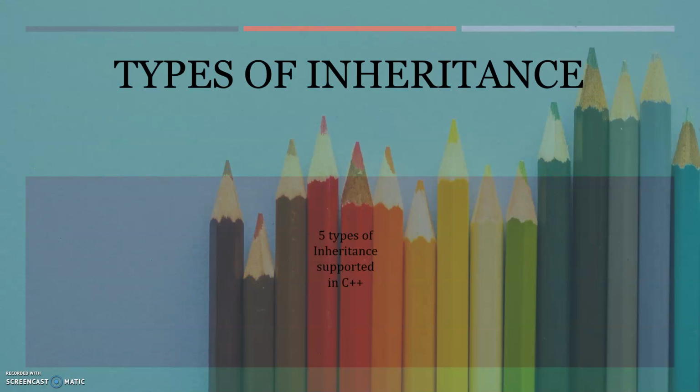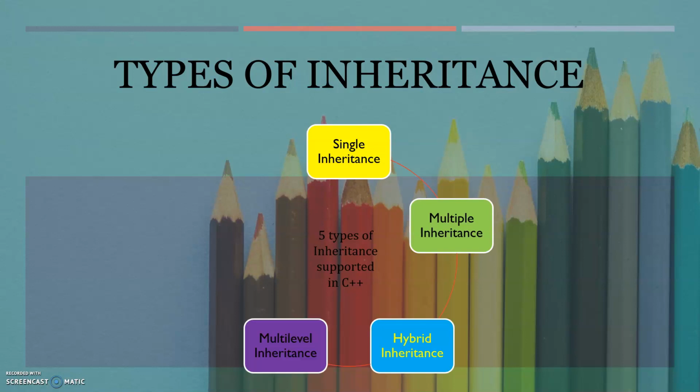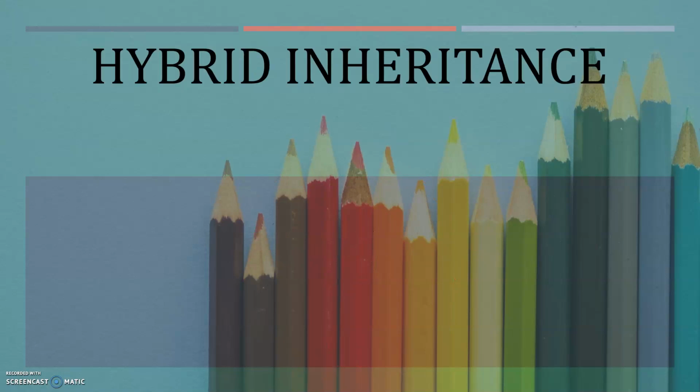Types of inheritance. There are 5 types of inheritance supported in C++: single inheritance, multiple inheritance, hybrid inheritance, multi-level inheritance, and hierarchical inheritance.